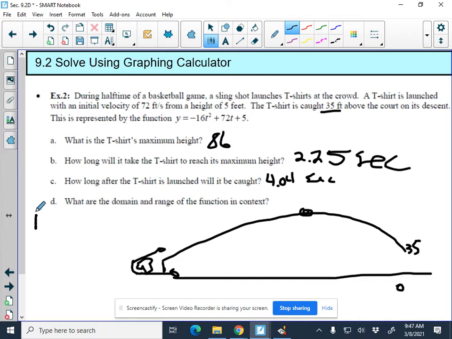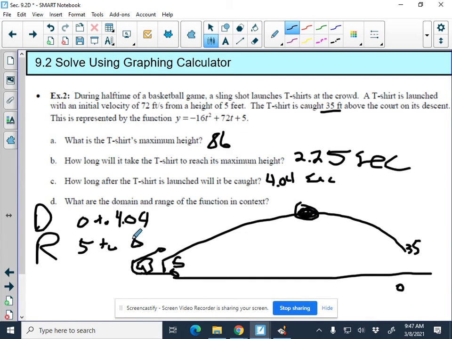What's the domain and range? 0 to 4.04. The range. Now the range is not 0 because it never hits the ground. It is at its lowest point 5 feet off the ground, and it ends up 35 feet off the ground. So 5 is its lowest. What was its highest? What was the highest? 86. So 5 feet to 86 feet.